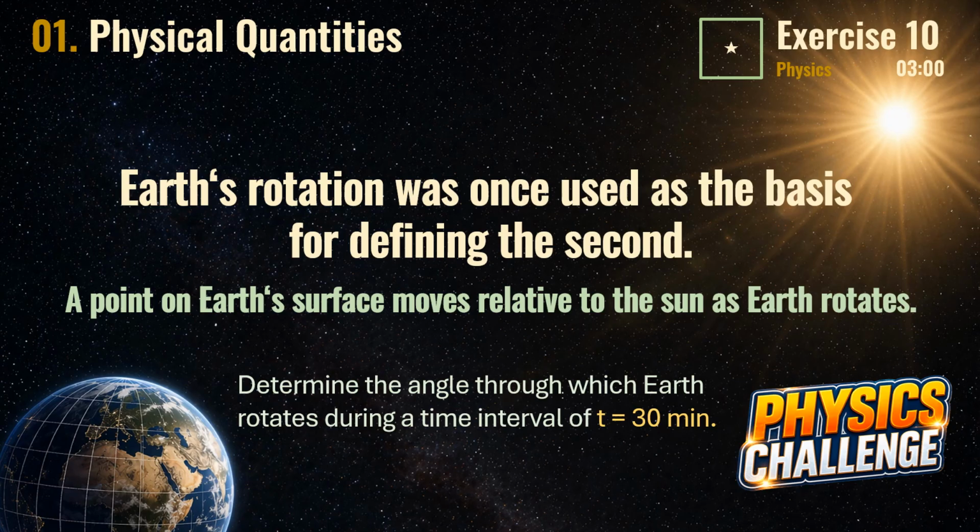A point on the Earth's surface is constantly moving relative to the Sun, and that is exactly what you are going to examine more closely now. Your challenge? Determine by how many degrees of longitude a point on the Earth moves when a time of 30 minutes elapses. Ready? Press pause, start the stopwatch, and go.